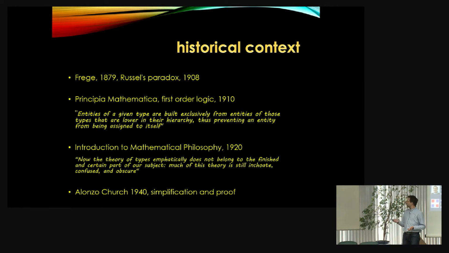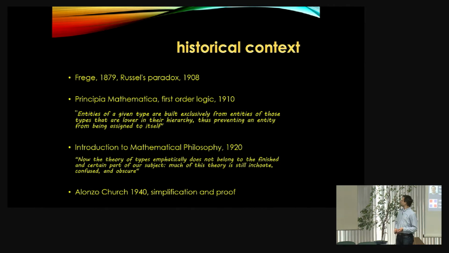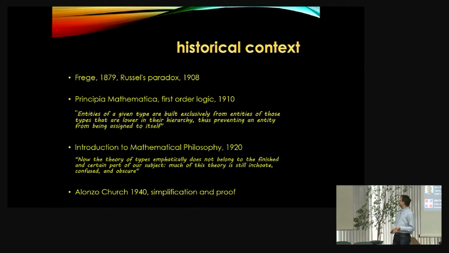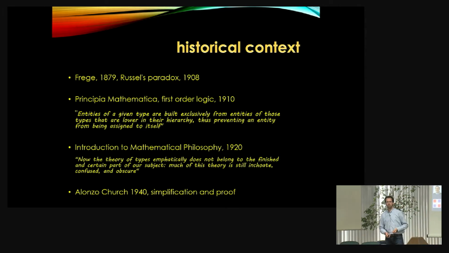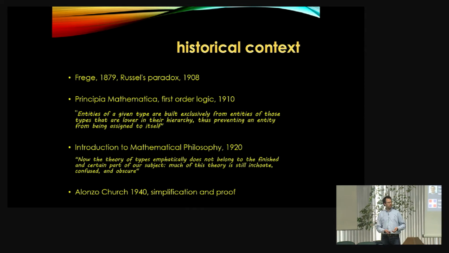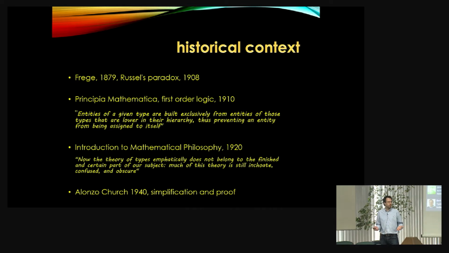And even 10 years later, the same Russell wrote in his Introduction to Mathematical Philosophy that now the theory of types emphatically does not belong to the finished and certain part of our subject. Much of this theory is still inchoate, I don't know what that means, confused and obscure. He was saying, I give up, I don't know how to continue. There are paradoxes, I cannot resolve them.